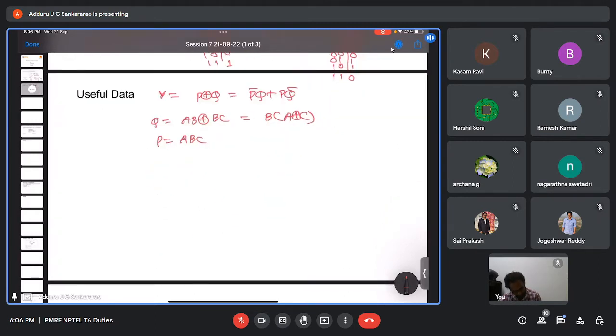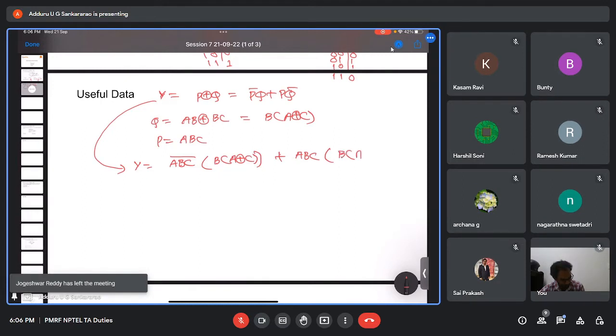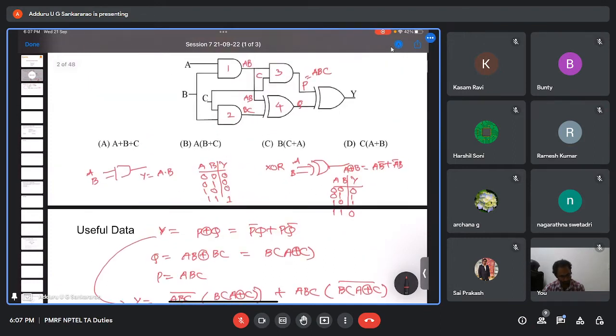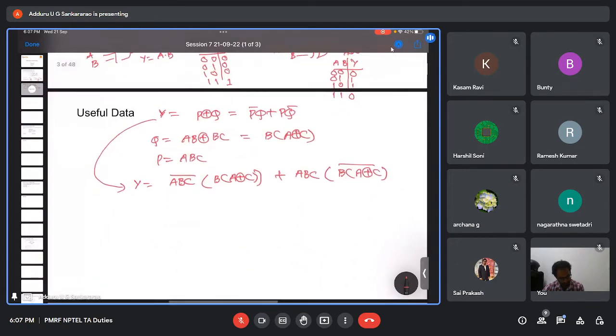So what we get now: Y is P bar Q plus P Q bar. P bar is A, B, C whole bar, into Q, which is B into A XOR C, plus P Q bar, which is A, B, C into Q bar, that is B into A XOR C whole bar. So what we have done is we found P and Q and replaced them in Y.